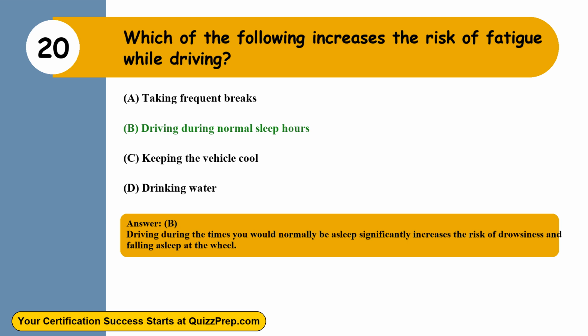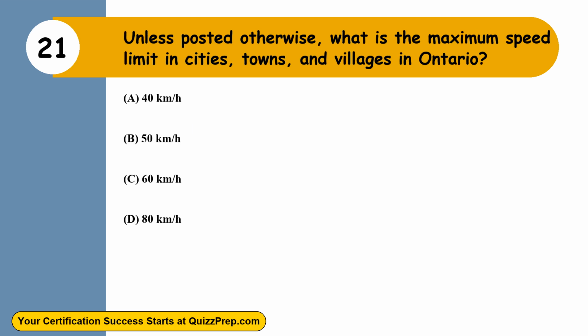Question 21. Unless posted otherwise, what is the maximum speed limit in cities, towns, and villages in Ontario? Option A. 40 km/h. Option B.